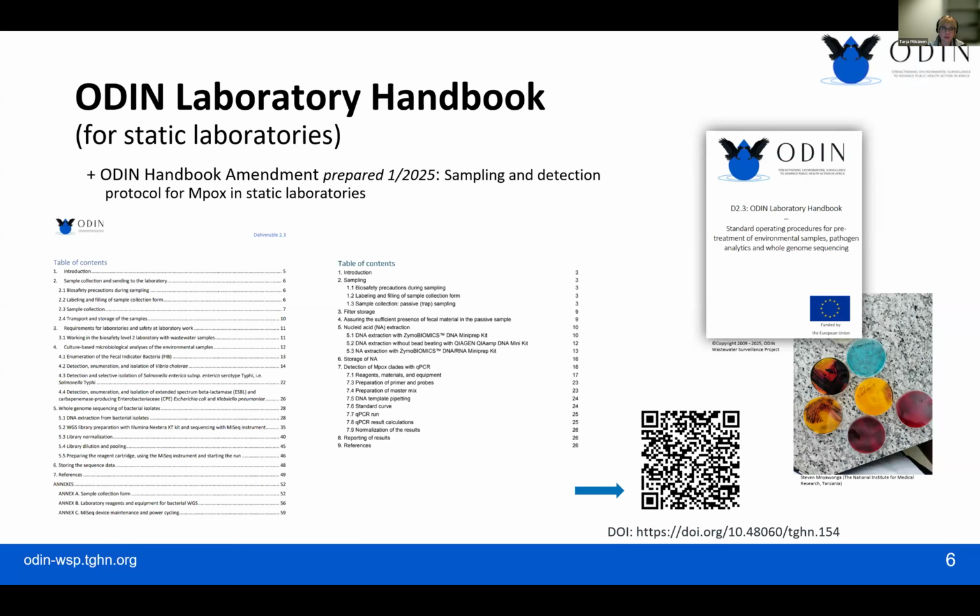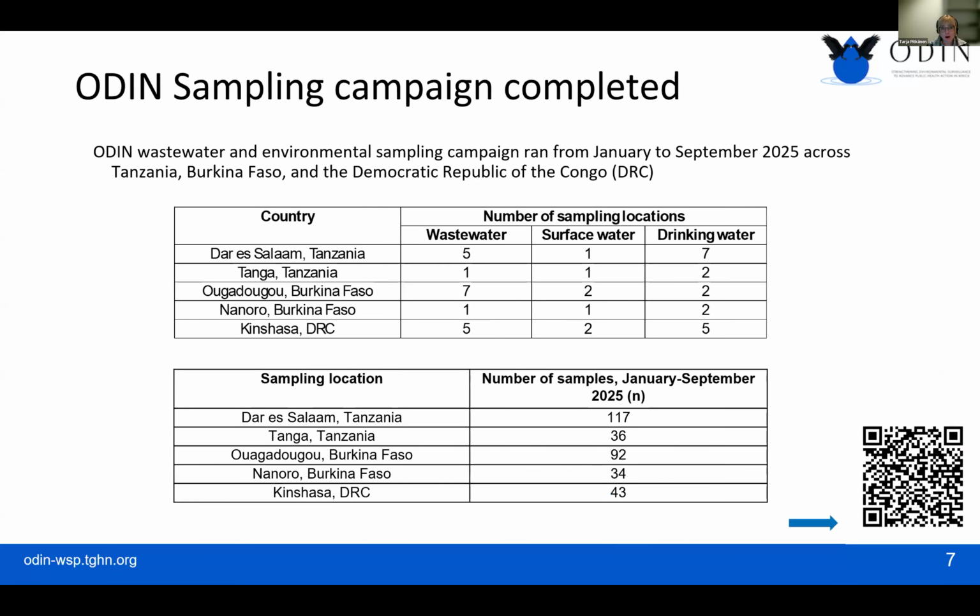On top of that, we have also prepared an amendment for this handbook that is specific for sampling and detection protocol for Mpox in static laboratories. At the moment, we have completed the ODIN sampling campaign. So our sampling campaign ran from January to September this year across the sampling sites in Tanzania, Burkina Faso, and the Democratic Republic of the Congo.